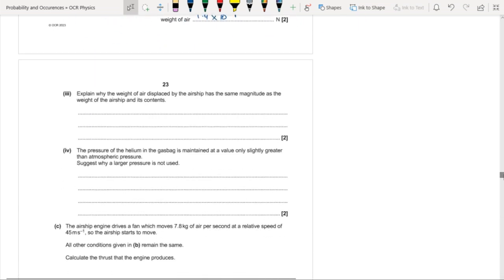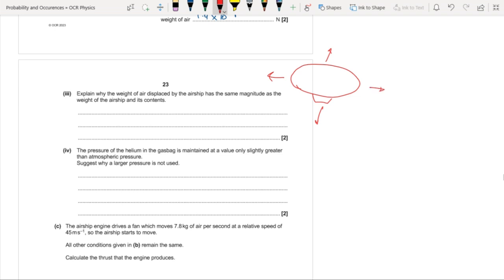Explain why the weight of air displaced by the airship has the same magnitude as the weight of the airship and its content. Since we know that the airship is stationary, that means the net force acting on the airship overall is 0. So the forces acting in the upward direction must equal the forces acting in the downward direction, and the forces acting in the leftward direction must equal the forces acting in the rightward direction. So upward, downward, leftward, rightward, they all balance each other because the object is stationary.